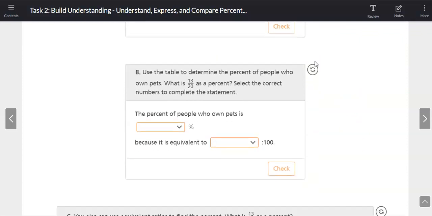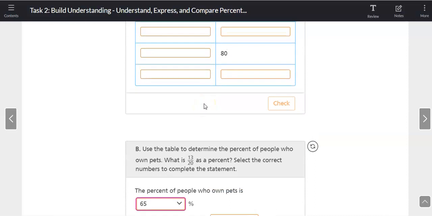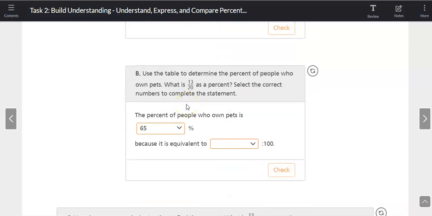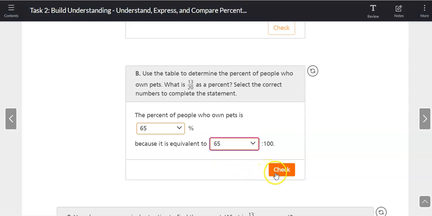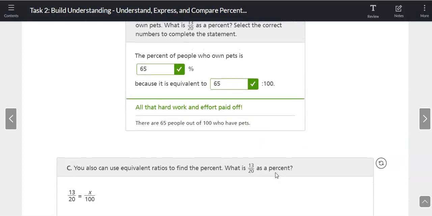We're going to use the table that we just filled in to determine the percent of people who own pets. What is 13/20th as a percent? Select the correct numbers to represent. The percent of people who own pets is 65, because if I would have exited out this table, we had 65 and 100 here. Anytime we have a number out of 100, that is going to be our percent. So 65%, because it is equivalent to 65 to 100. So 65 people out of 100 who have pets.